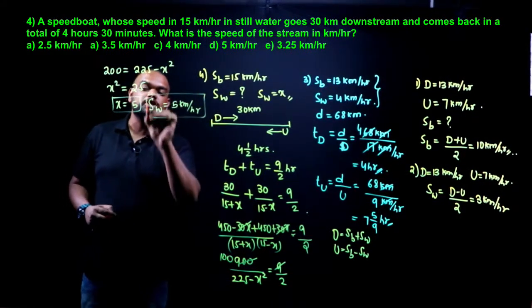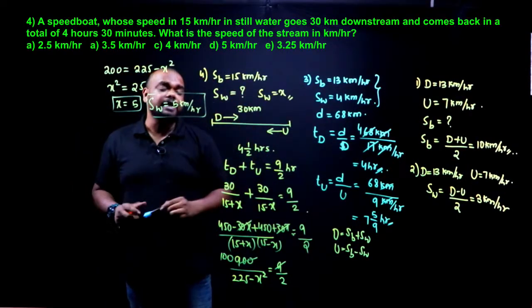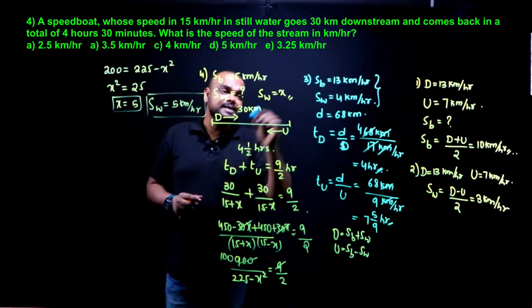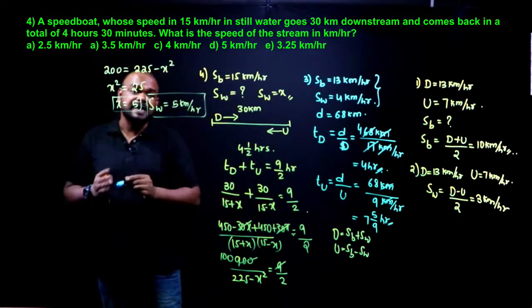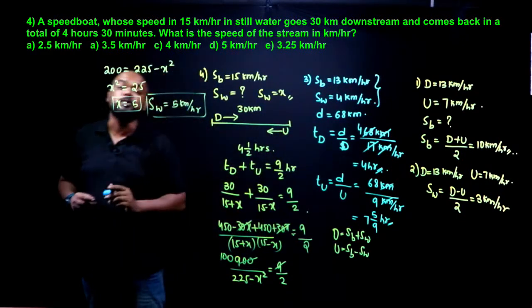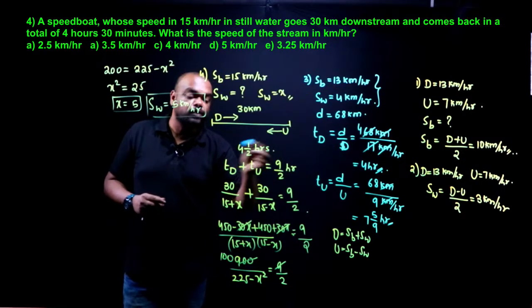I am repeating this question one more time. Stay with me. Speed of a boat is given as 15 km per hour, and speed of water is asked. Let us consider speed of water is x. Now he is telling us a speedboat goes 30 kilometers downstream and comes back to the same position in 4.5 hours. 4 hours 30 minutes, that is 4.5 hours.